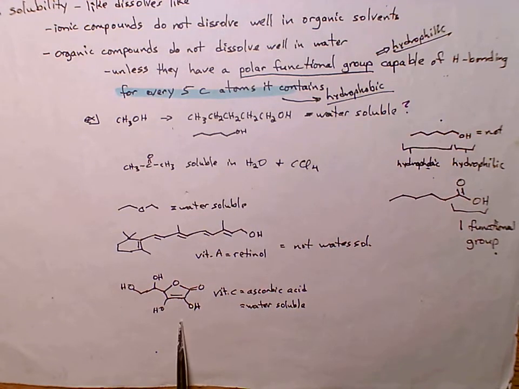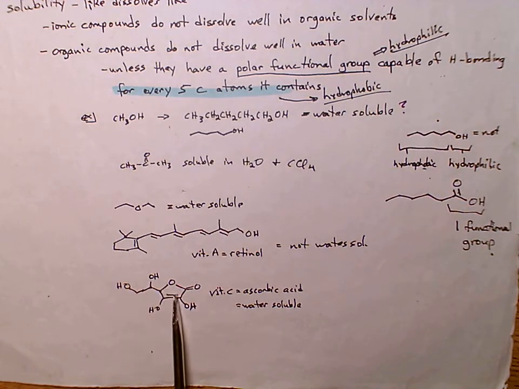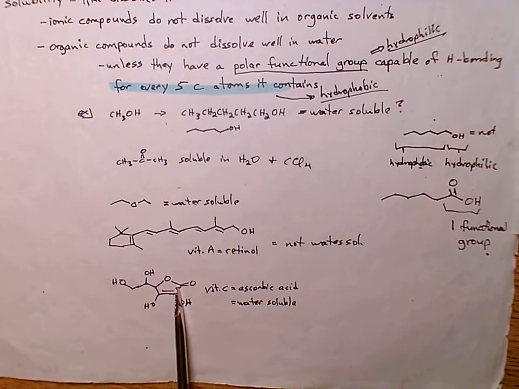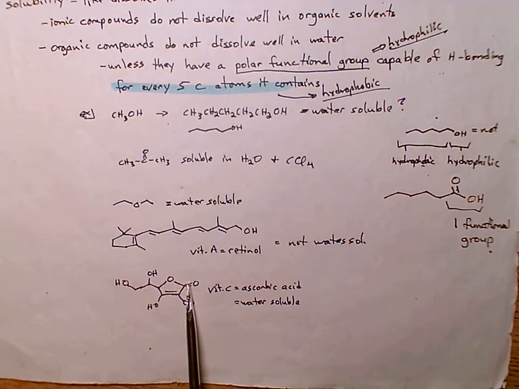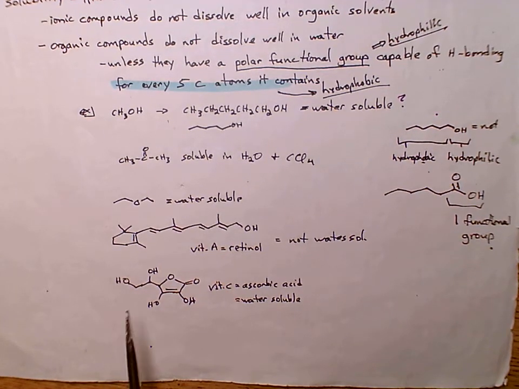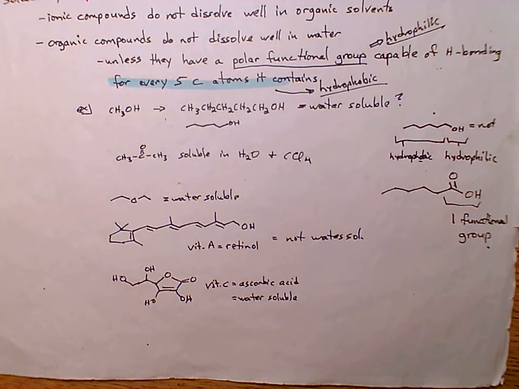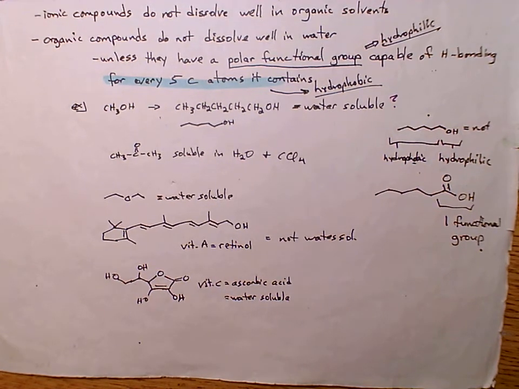Here's ascorbic acid, vitamin C. Oh, 1, 2, 3, 4, 5. Nope. This is our ester group right here. O, single bonded to a carbon that's double bonded to an oxygen. This is the ester group. So that's 1 functional group, 2, 3, 4, 5 functional groups. 1, 2, 3, 4, 5, 6 carbons. We almost have 1 polar functional group per carbon. So yeah, this is definitely water soluble. Vitamin C, ascorbic acid, is water soluble.